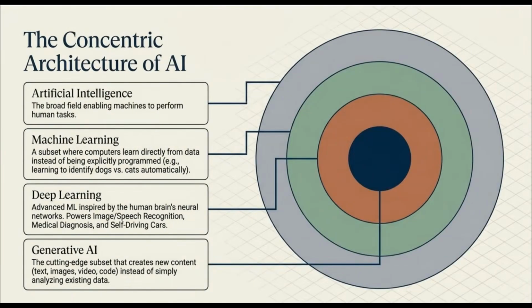AI is made up of different layers. Artificial intelligence is the main field. Inside it is machine learning, then deep learning, and finally generative AI, which can create new text, images, music, and more.